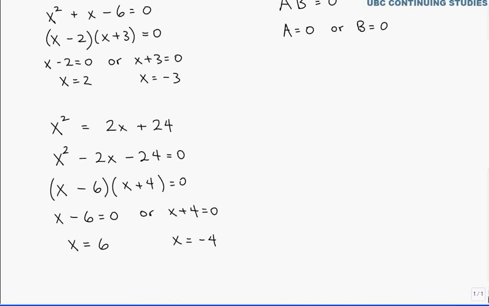Let's plug it in to check. If you plug in 6, the left-hand side would be 6 squared, which is 36. The right-hand side would be 2 times 6 plus 24, which is 12 plus 24, which is 36. So that's true. If you plug in negative 4, squared is positive 16. 2 times negative 4 is negative 8, plus 24 is also positive 16, and so that works.